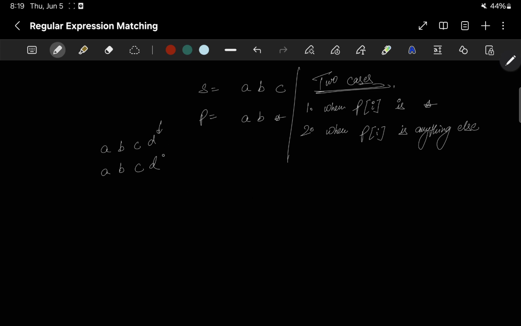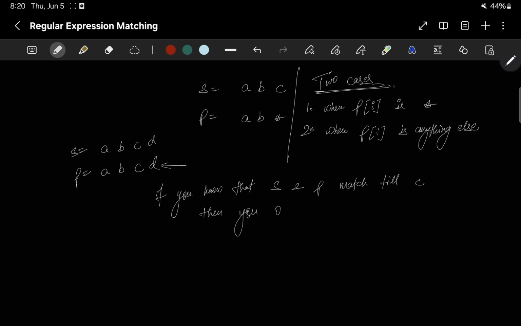For example, let's say your I is here, J, or this is S, this is P. You want to find out about D. You know that you have your answer till C. If you have your answer till C, then you only need to calculate the answer at D. So if you know that S and P match till C, then you only need to check if D matches, right? You only need to check this.